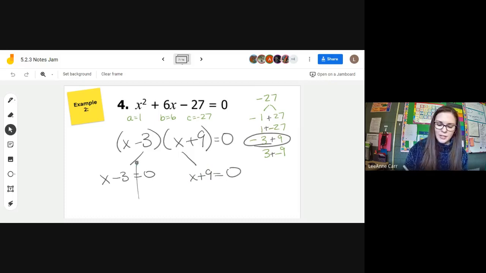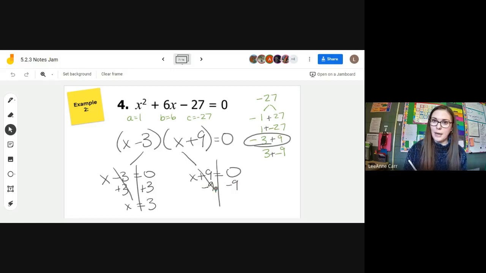And away I go. Away I solve my one-steppers. I do a +3 here and on the other side. Cross it off, and I get x equals 3. With this x plus 9, to get rid of that +9, I got to do -9. Use your inverse operations. And I get x equals -9.